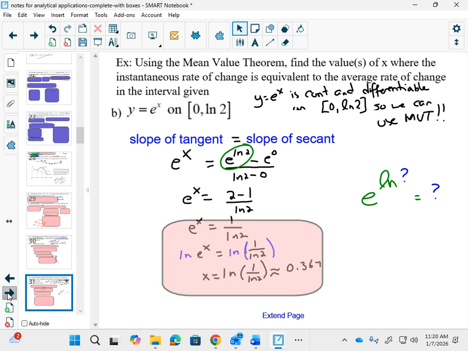Now we just need to solve for this. How do we solve for x in a natural log? Take the natural log of both sides. Nice function here, natural log of 1 over natural log of 2. You get approximately 0.367.